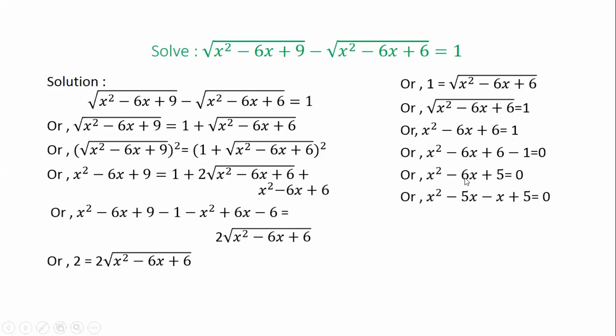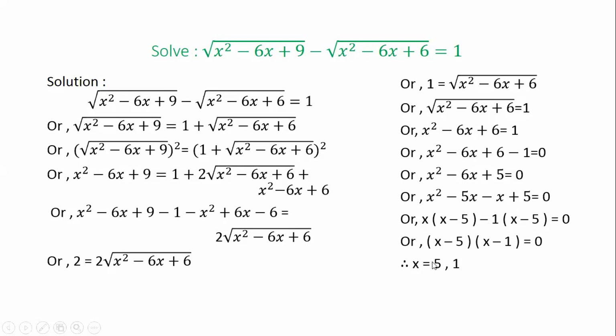If we take middle factor for minus 6x, then we get x square minus 5x minus x plus 5 equal to 0. If we take common x from the first two terms, then we get x into x minus 5. And for the last two terms, if we take common minus 1, then we get minus 1 into x minus 5 equal to 0. So finally we get x minus 5 into x minus 1 equal to 0. Here the solution is x equal to 5, 1. Now we verify this equation for x equal to 5 and 1.